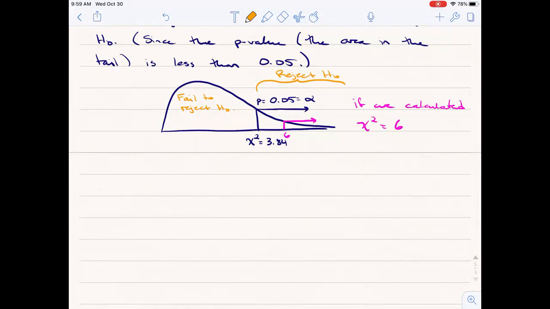This is the same idea as when we said, any t beyond plus or minus 2, you can reject H0. 2 is our critical value, right? Plus or minus 2. Anything beyond that point, reject H0. So it's the same idea. Okay, cool.